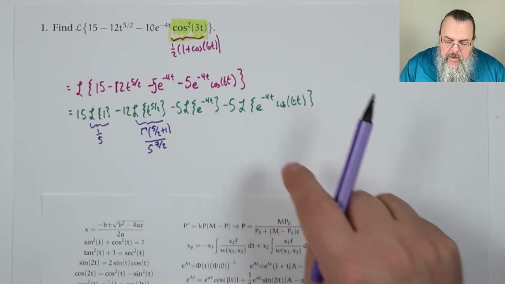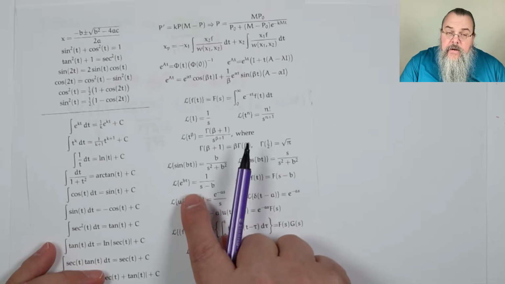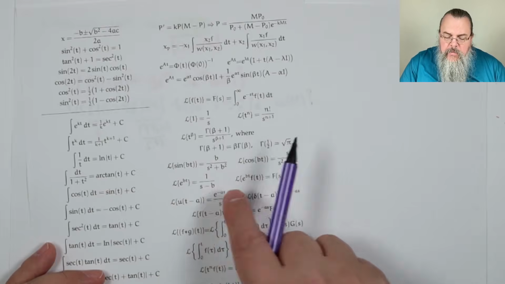All right, e to the minus 4t, well, is that on there? Yeah. See, e to a power t. So e to something t, 1 over s minus.